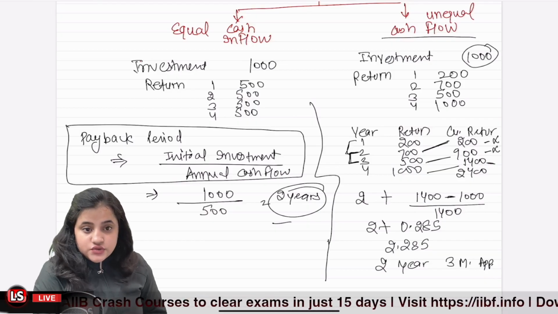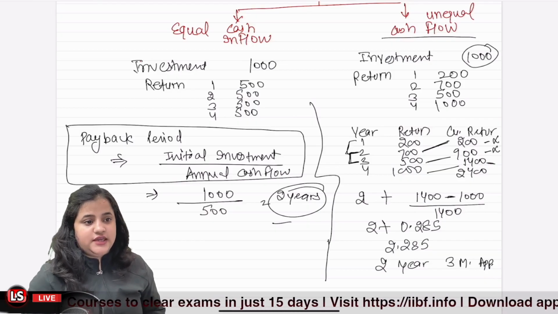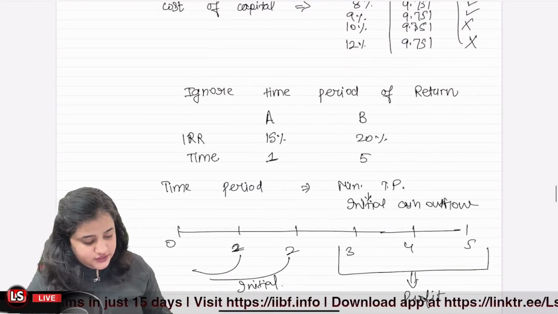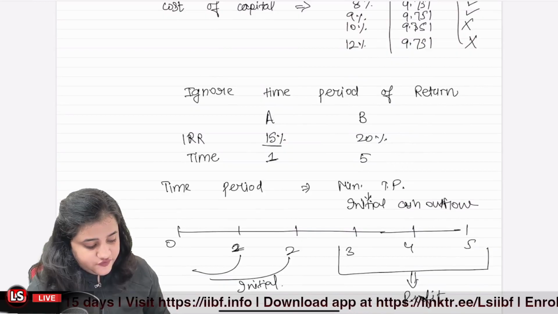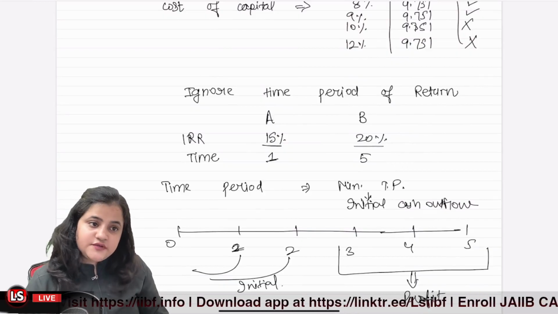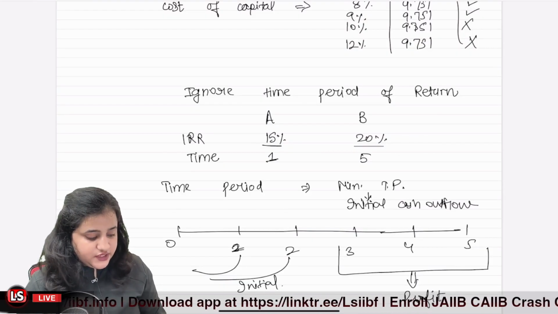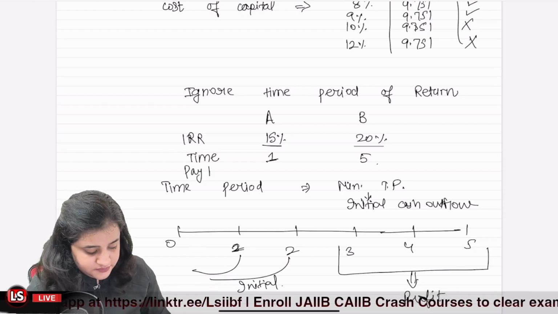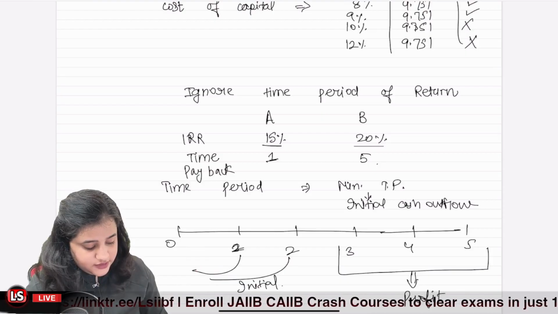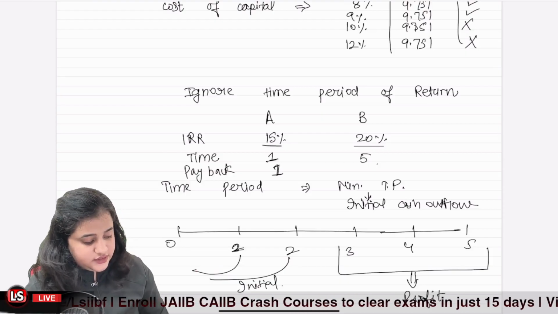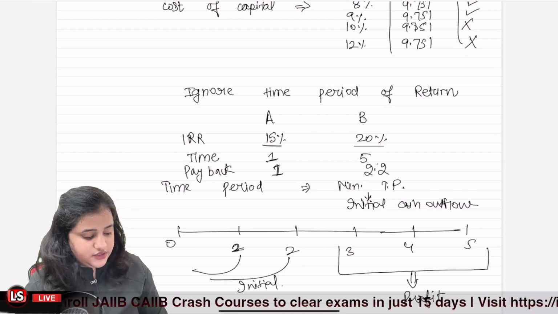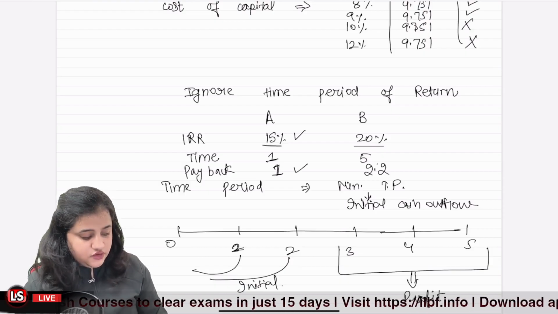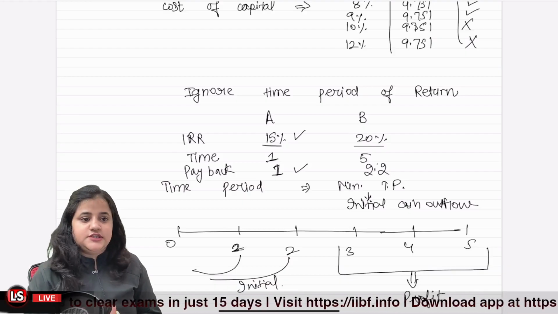This method is used along with IRR, right? For example, we have taken here project IRR 15%, and here we had 20%. Time was 1 year and 5 year. Now, if we take another factor, payback period. Here the payback period is 1 year, and in this the payback period is 2.2 years. So which investment will I take? Higher return with lower payback. So I can make the investment decision like this.